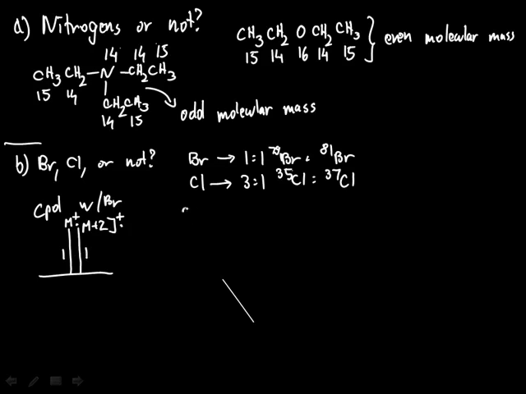In the case of compounds with chlorine, we will have the same distribution. This will be M plus, and this will be M plus 2. This will come from chlorine 37. But the ratio will be 3-to-1 because the corresponding isotopes have that ratio.